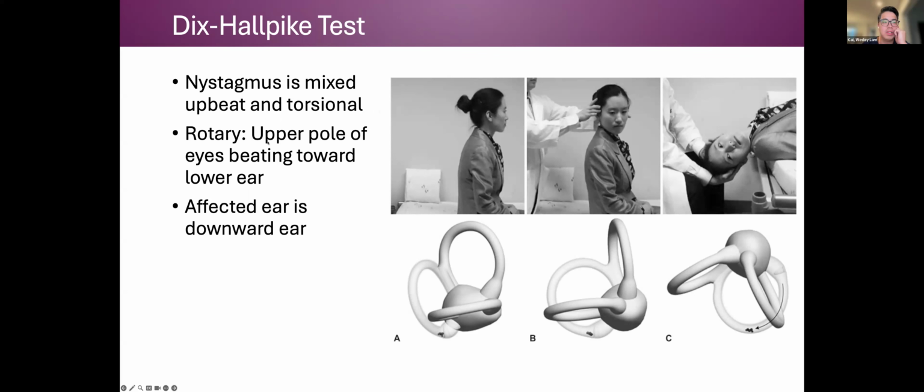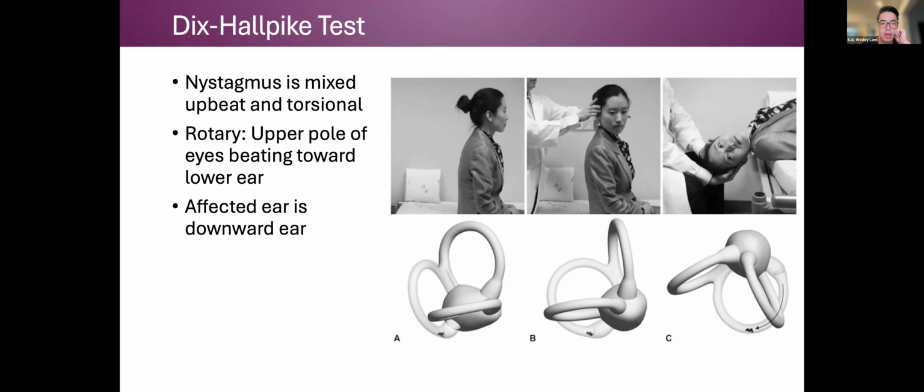So it's a nystagmus that is mixed. It's upbeating and it's torsional, and the rotary component of it is going to rotate towards the affected ear. And so this is just an example of what you would do with a Dix-Hallpike test. You would have patients sit up, they would turn their head, and then you would slowly drop them down.